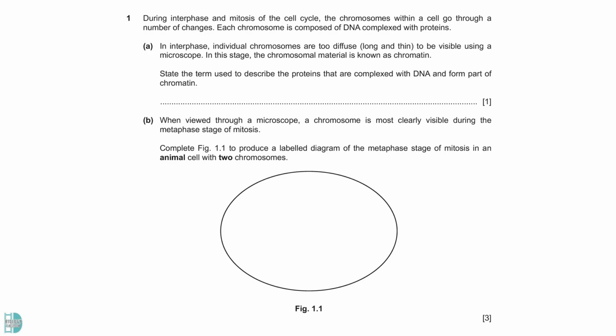Question 1 is about the cell cycle. A wants you to state the proteins complex with DNA. It is the histones. B asks you to complete the figure to produce a labeled diagram of the metaphase stage of mitosis in an animal cell with 2 chromosomes. The 2 chromosomes should be at the equator of the spindle or the metaphase plates.